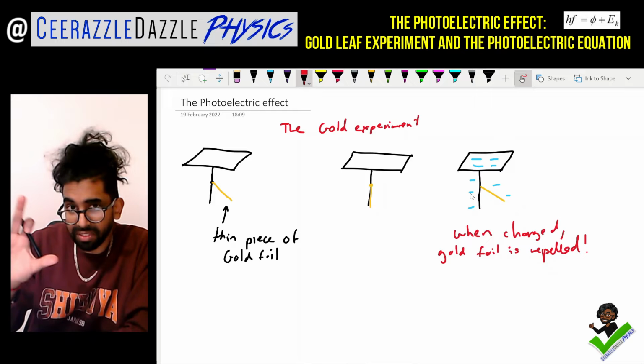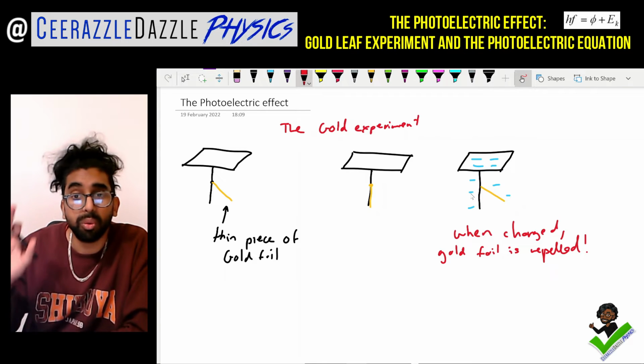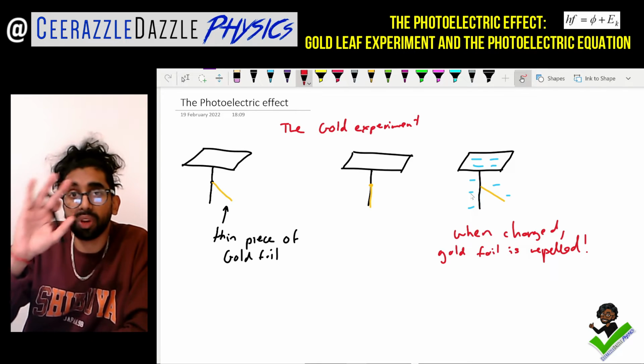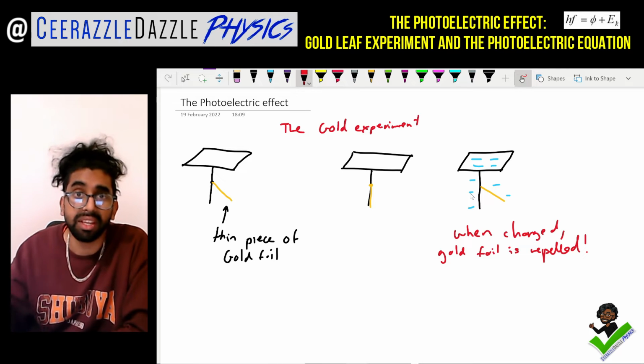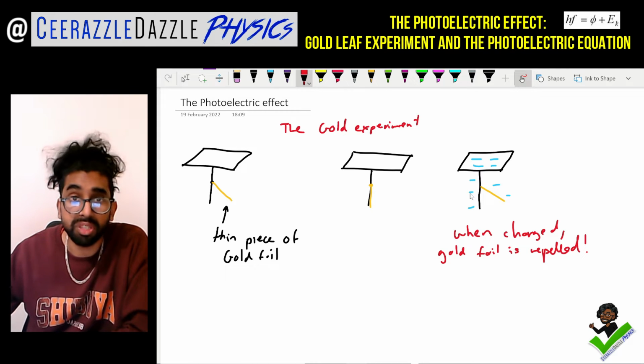Right, so now we have this. We're going to do two things to it. We're going to shine visible light onto that top plate, and we're going to shine ultraviolet light onto that top plate. So what happens when we shine visible light onto that top plate?